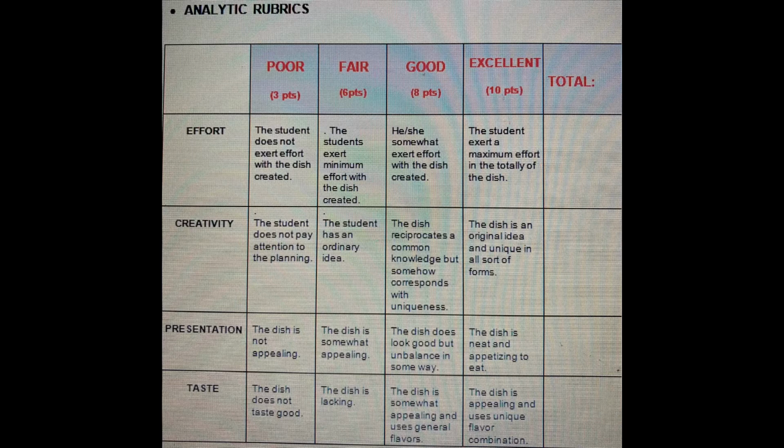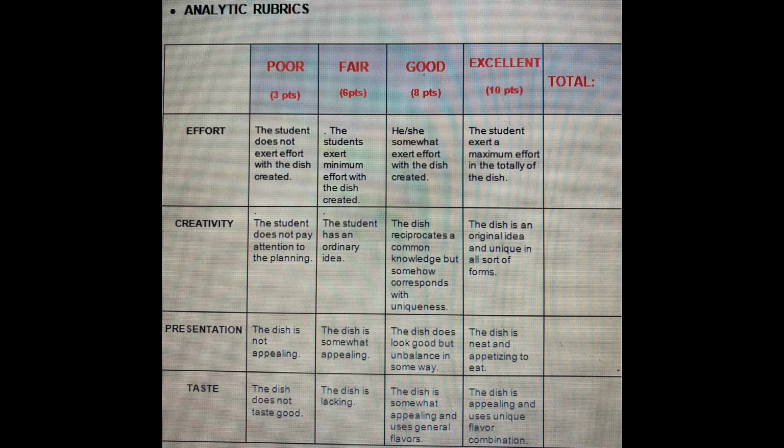For effort, poor, 3 points is when the student does not exert effort with the dish created. Fair, 6 points, the student exerts minimum effort with the dish created. Good, 8 points, he or she somewhat exerts effort with the dish created. And last, the highest points, which is 10, excellent, the student exerts maximum effort in the totality of the dish.